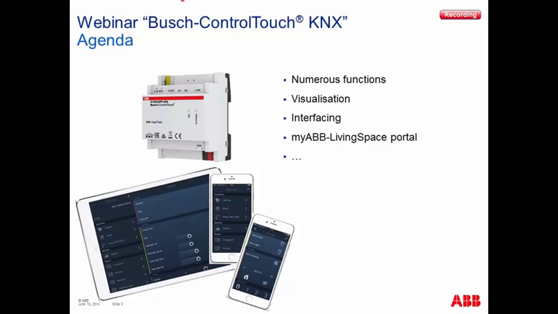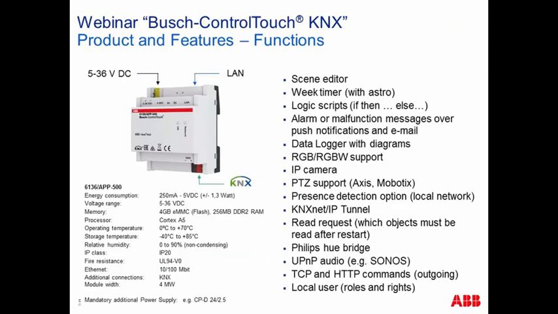But let's first have a look at some facts of this product. You see it again here on the left side. What you need is nothing else but the KNX connection, and a power supply is necessary, 5 to 36 volt DC, to energize this device. Very important is also a LAN connection, and finally an internet connection to get access to this component via the portal. Inside is a lot of software.